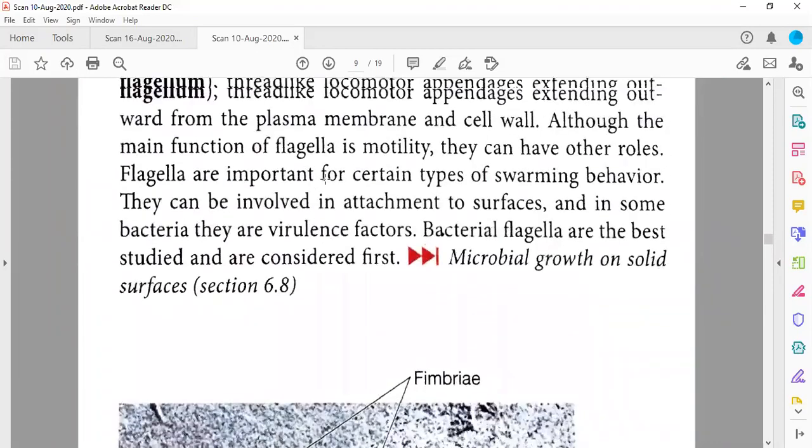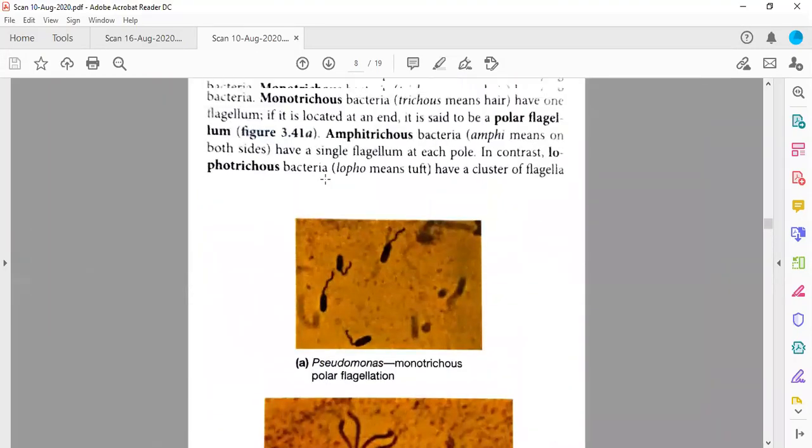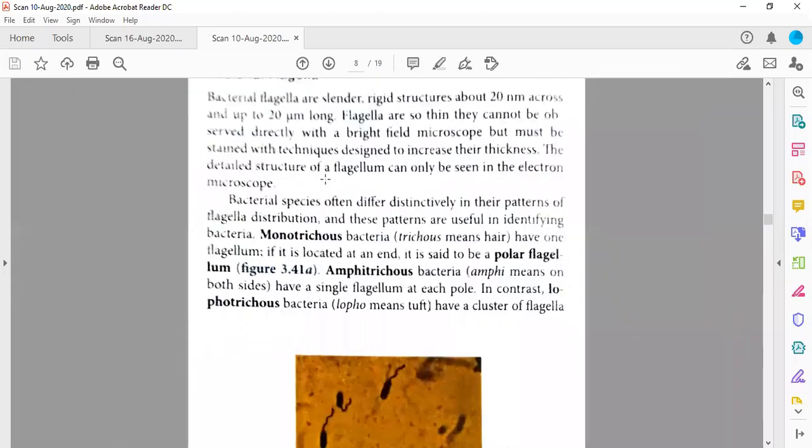So let's discuss flagella in detail so that we can also cover pilus and fimbriae. Bacterial flagella are slender, rigid structures about 20 nanometers across and up to 20 micrometers long. It is a long structure because you can see here it is 20 micrometers long. A micron is 10 to the power minus 6 and a nanometer is 10 to the power minus 9. So the length of flagella is more because it is in microns, whereas the structure embedded in the cell is only 20 nanometers. Flagella are so thin that they cannot be observed directly with bright field microscopy or some light microscope. As we have discussed in previous classes, we need an electron microscope to visualize flagella in a better way.